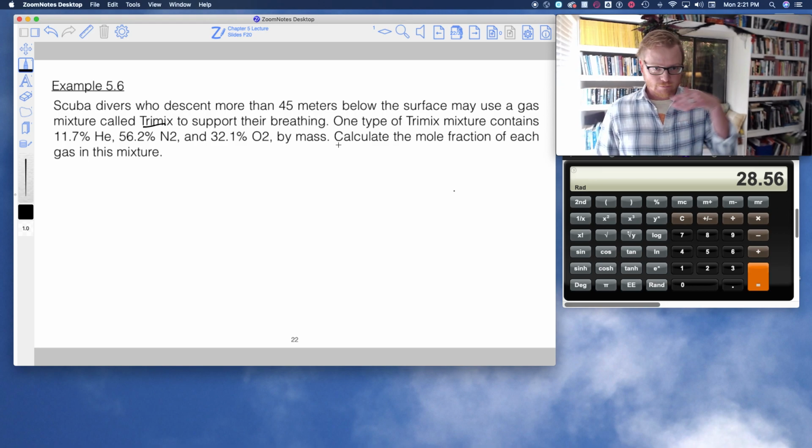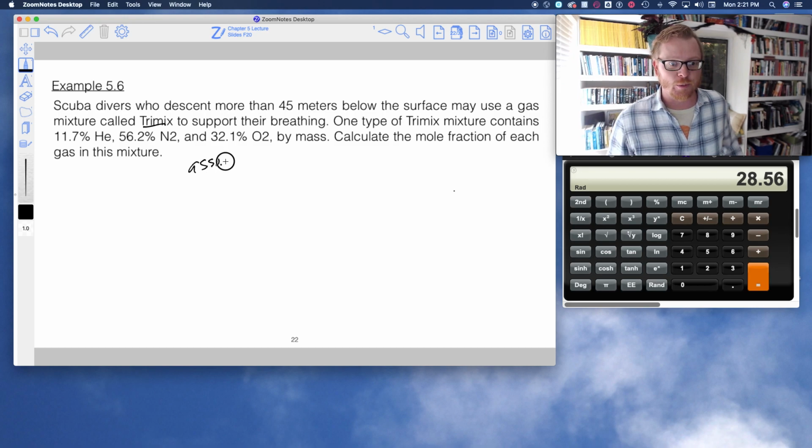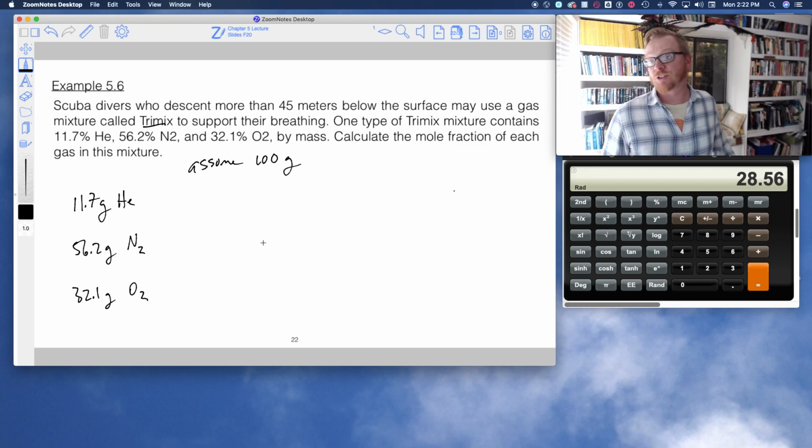Okay. Well, whenever we have these mass percentages, I'm going to assume, you guessed it, 100 grams. And if that were the case, I would have 11.7 grams of helium, I would have 56.2 grams of nitrogen, and I'd have 32.1 grams of oxygen.